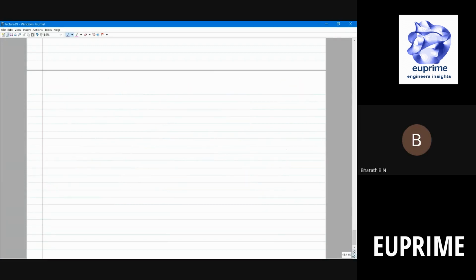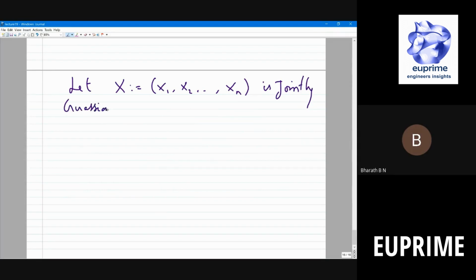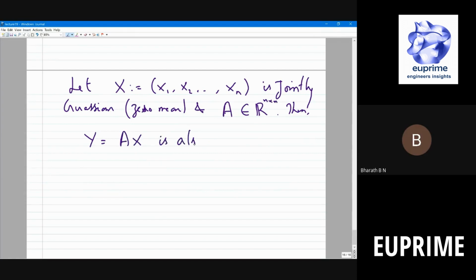So what can you say about this? Let X be jointly Gaussian, of course with zero mean, and I'll take a matrix A in R^(n cross n). Then what can you say about Ax? It is also jointly Gaussian with zero mean. I want you to prove this; I'll give this as homework.